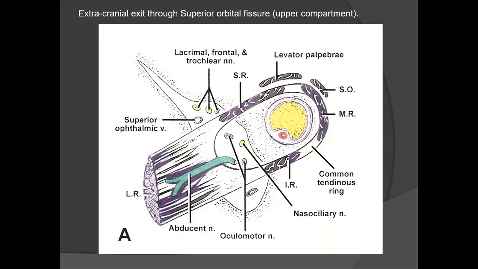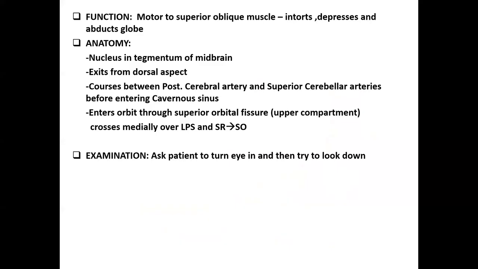Okay, so that is how it enters the orbit to supply the muscle, and it supplies only one muscle, and that is superior oblique muscle. So it's kind of like a VIP muscle, which is getting a sole cranial nerve to supply it. Now, the action of superior oblique muscle is intorsion of eyeball, depression of eyeball, and abduction of eyeball. So, primary action being intorsion of the eyeball.